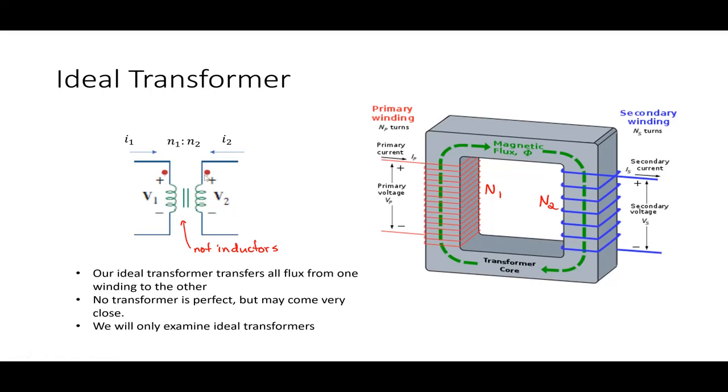We're only going to deal with what we consider to be ideal transformers. A non-ideal transformer would be one where some of the flux that's created by coil 1 doesn't reach coil 2. In a well-designed transformer, that is typically a really, really small amount of flux that doesn't make it. So it's fair to treat this as an ideal transformer.